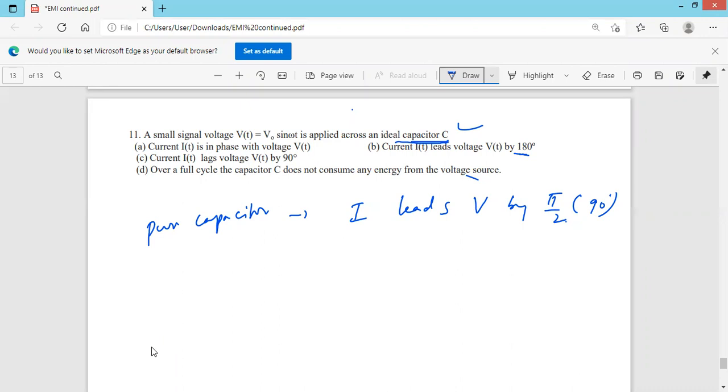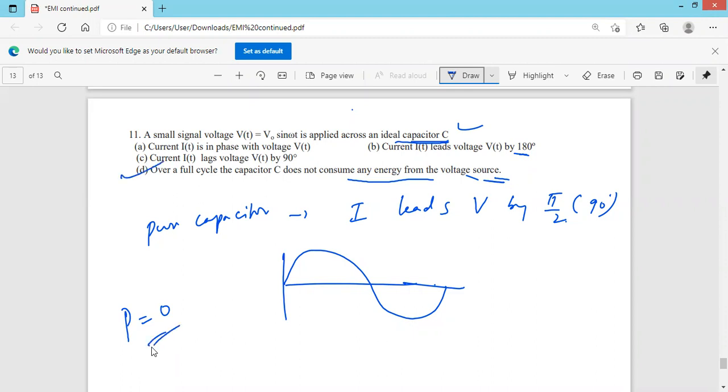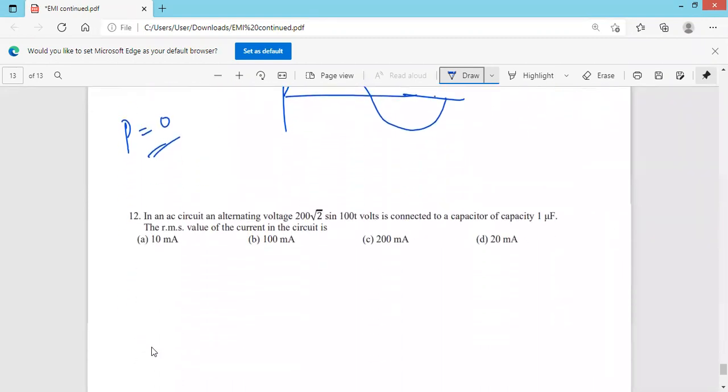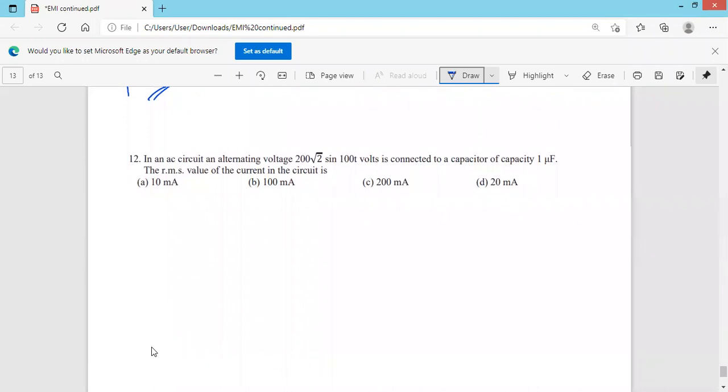So option D: over a full cycle, a capacitor does not consume any energy from the voltage source. Yes. In the case of an inductor or a capacitor, over the complete cycle, the power consumption is equal to 0, because the average value of the current and the average value of the EMF is 0. Hence the average power is also 0. Option D is the correct answer.